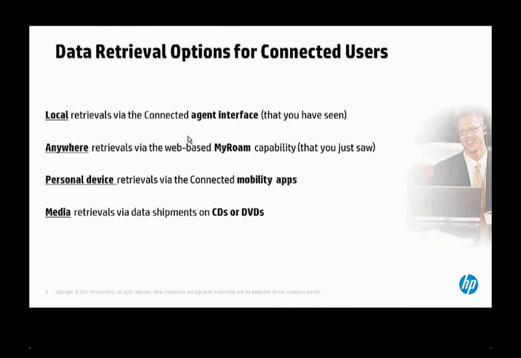Let's turn to data retrievals. There are a number of different ways and mechanisms by which users can get their data back. The first of them is what we would call local retrievals. So with the agent that's installed on their laptops, there is a local user interface. You'll see that shortly. And with that, users have a self-service method of recovering whatever files they need to without having to enter a support ticket or call the help desk.